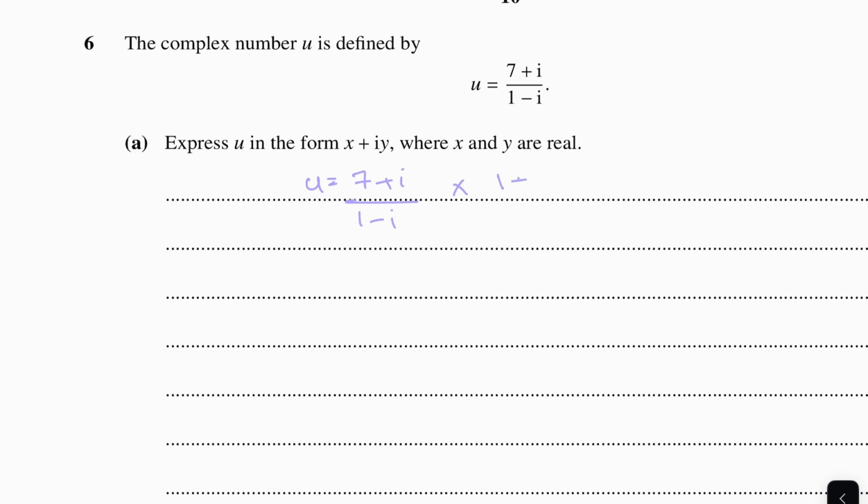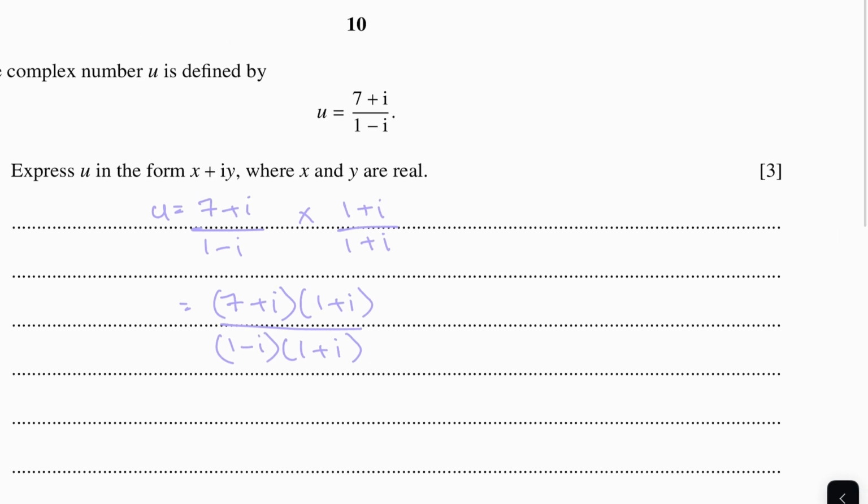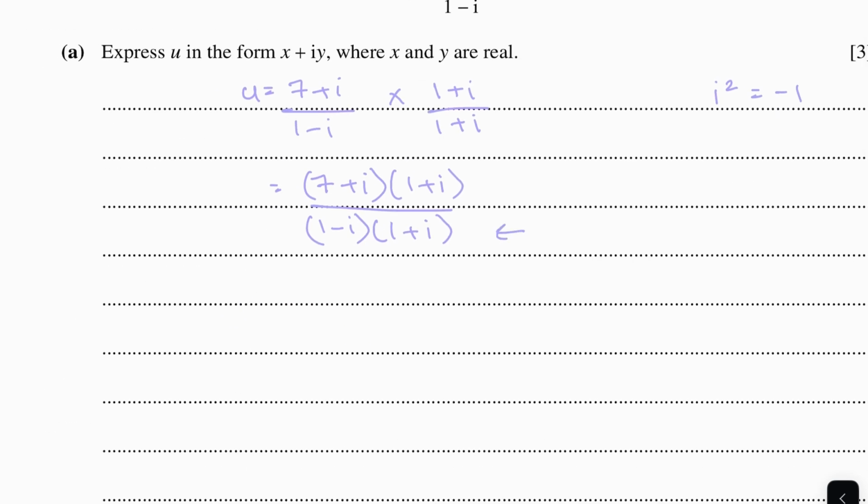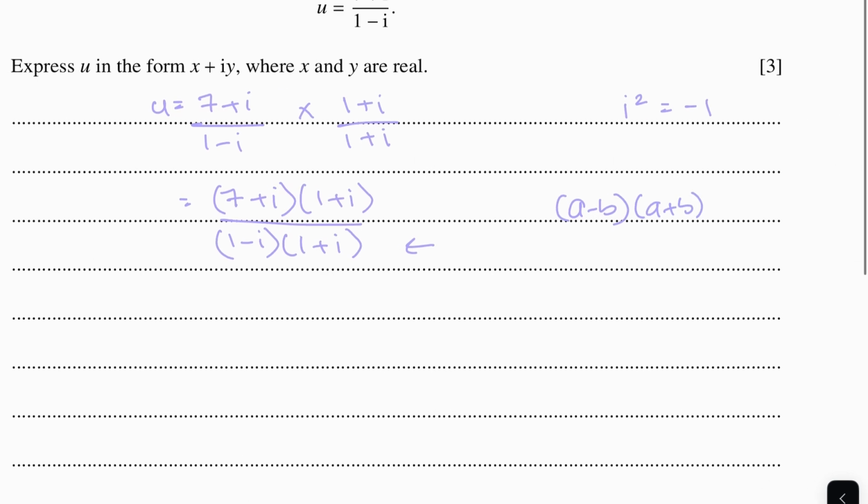So that would be 1 plus i being multiplied in the numerator and denominator. So that would simply give us 7 plus i times 1 plus i over i minus 1 and 1 plus i, sorry for that. Now something we need to know beforehand is that i squared equals minus 1. So we can simplify the denominator really fast using the identity a minus b and a plus b is equal to a squared minus b squared.